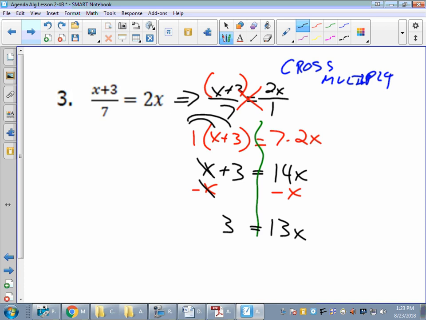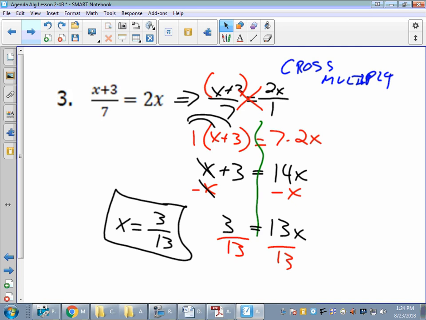Now I'm going to have a nasty answer here with a fraction. But because I started with fractions when I was cross multiplying, I'm going to keep my answer in fractions. That's okay. I don't want to move to decimals in the middle of the problem. That's going to screw you up a little bit. So if you start with fractions, keep with fractions. So now my last step is I just have to divide through by this 13. And so I have a final answer of x equals 3 over 13. And I'm going to leave it like that because I started with fractions. So I'm going to end with fractions and leave my answer as 3 over 13.